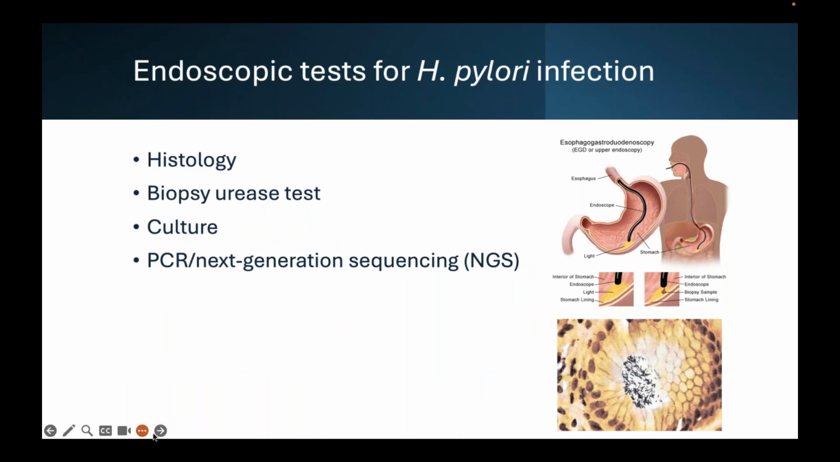So now we're going to spend some time going through the various tests for H. pylori infection, and this can be confusing because there are so many of them, but we'll try to make it logical. So firstly, we'll talk about the tests that can be done at the time of endoscopy to evaluate if H. pylori is present. So many patients will undergo endoscopy for abdominal pain, dyspepsia, bleeding, and so on.